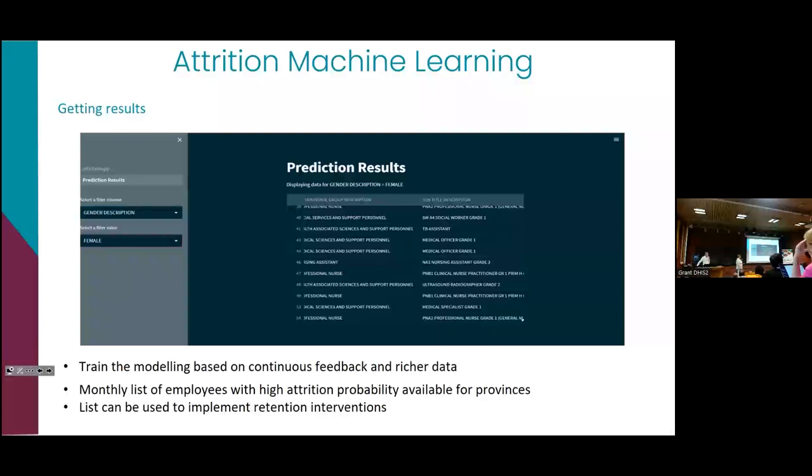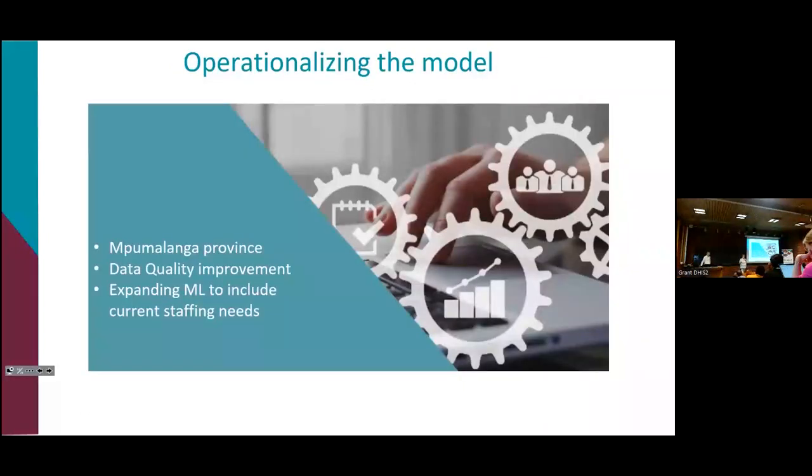So what we will do now is to also, now that we are able to show them this, we are able to convince the ministry to give us longer data back than 2020 for us to more accurately predict. And we are making these lists of high attrition probability available for the provinces to work with. And that list can be used for retention interventions, contacting these people, finding out, maybe doing surveys, satisfaction surveys, or else planning for replacement of those if it's going to be basically unavoidable that they change.